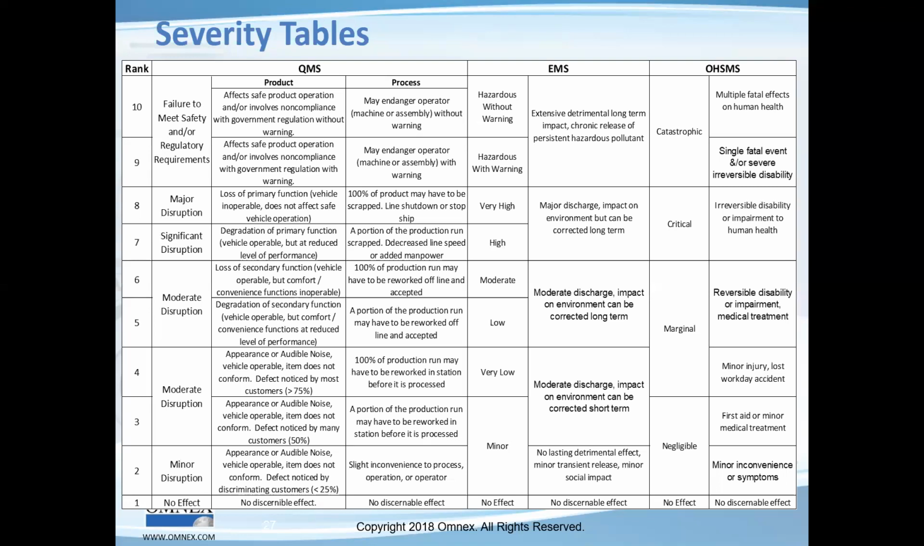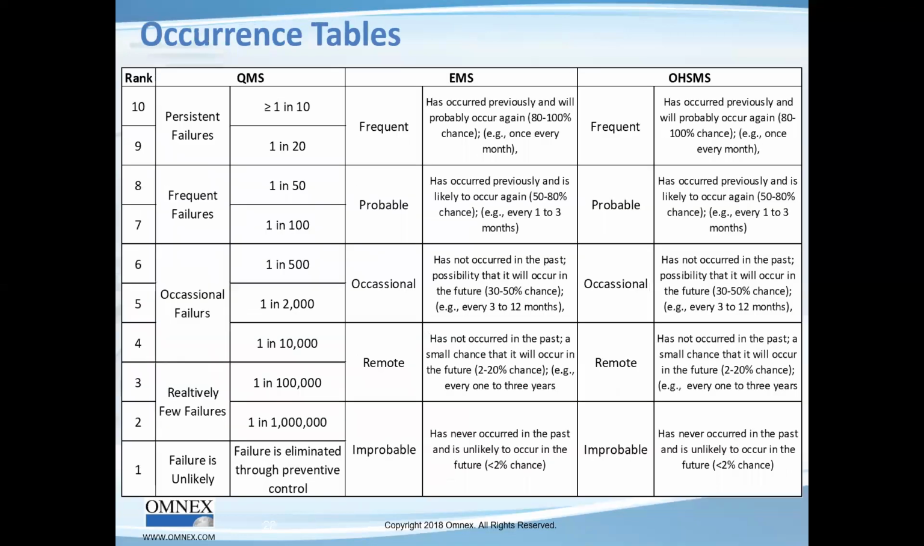But they are relating to their particular disciplines. So we can put them together, and we give people the opportunity to select which it is. Same thing on occurrence. Occurrence, depending upon whether it's quality, whether it's production-oriented, or whether it's environmental, or whether it's occupational health and safety. Now, by the way, these tables can be tailored to your particular needs. There is no universal set of tables.